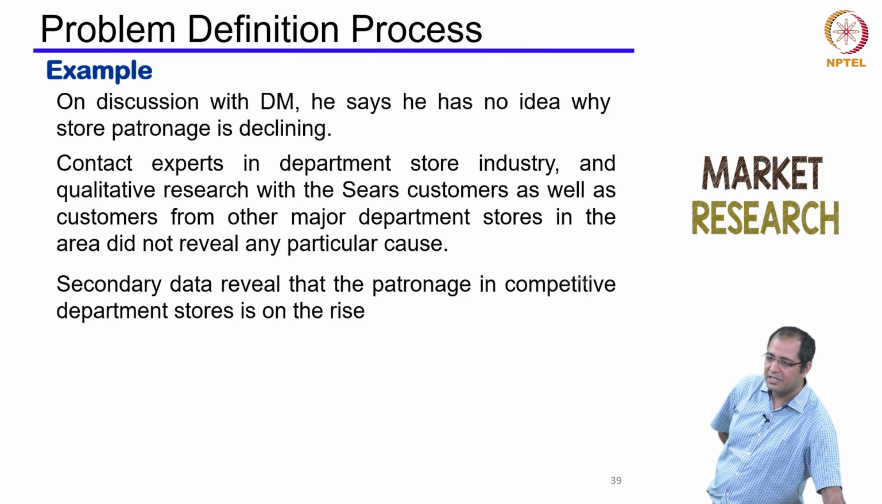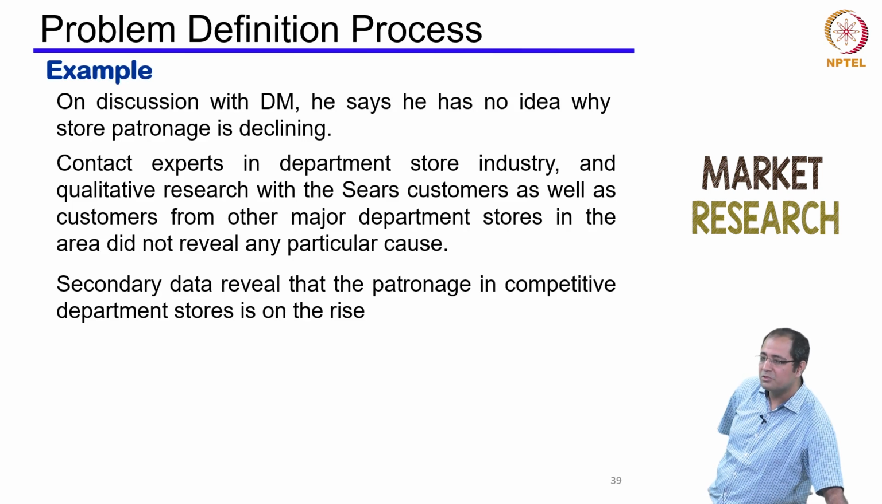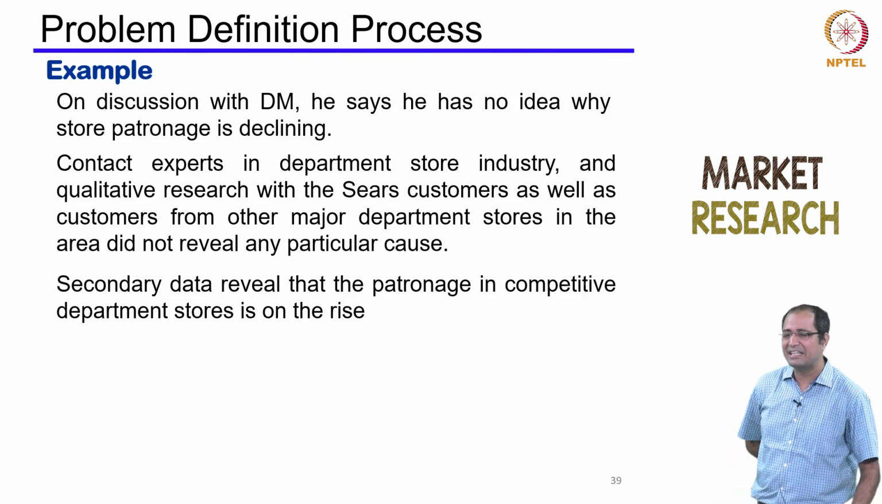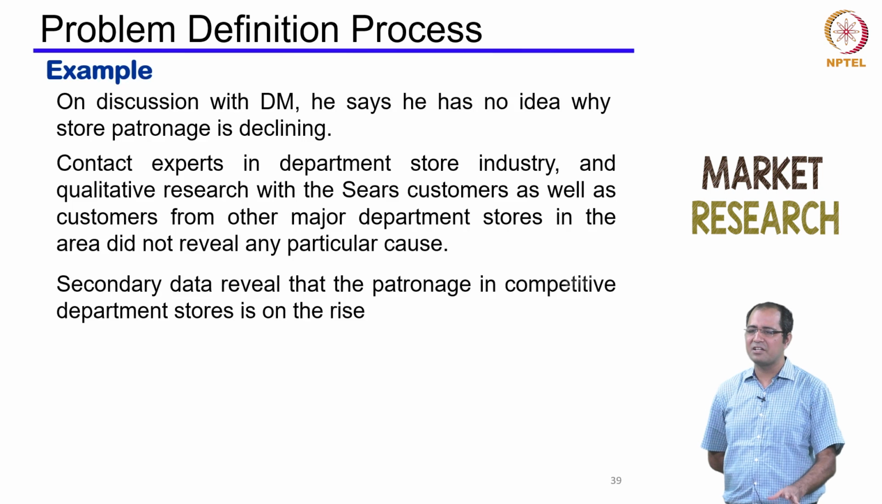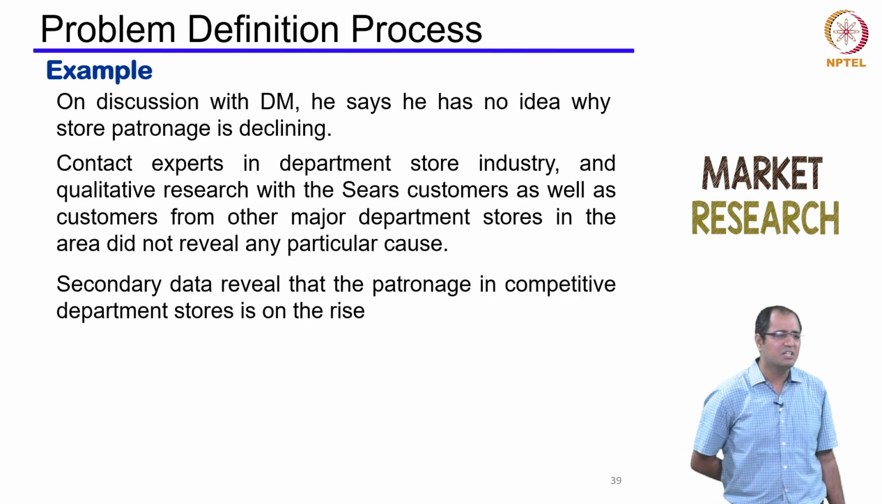He says he has no idea. Experts also say, by contacting experts, that Sears customers as well as customers from other major department stores did not reveal any particular cause. So from there also you did not get anything. Secondary data also revealed nothing. So the idea from the 4 activities is that in some factors Sears is good, in other factors competing stores are good. So there is no particular probable cause to narrow down to.